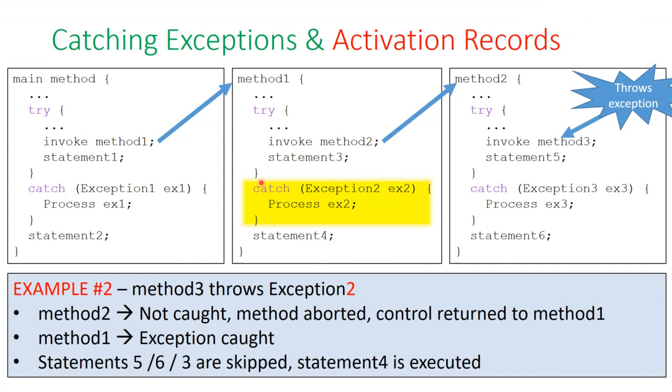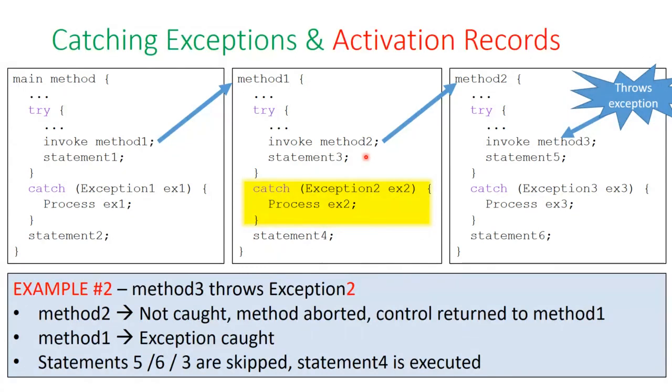So I skip everything else in the try statement. I go to the first catch statement and I try to match the exception that was raised with this class name here. Exception 2, yep, that's the one that was raised. So now I'm executing everything in that specific catch block, the one highlighted in yellow. And when I'm done, I go back and I resume my work as if nothing happened. I execute statement 4. So statement 5, statement 6, and statement 3, all of those were skipped. Okay? And it's really the same pattern that's going to keep repeating itself.